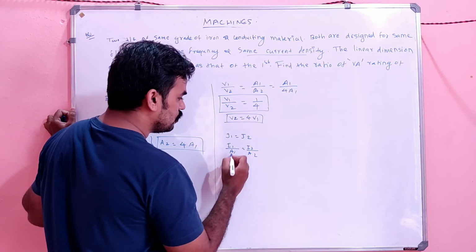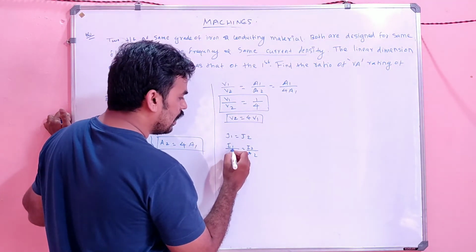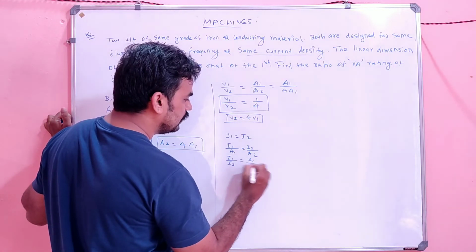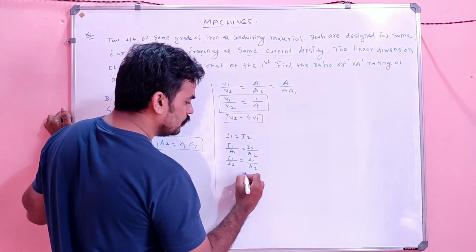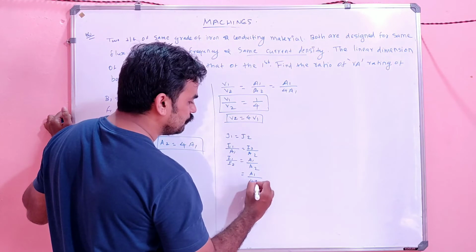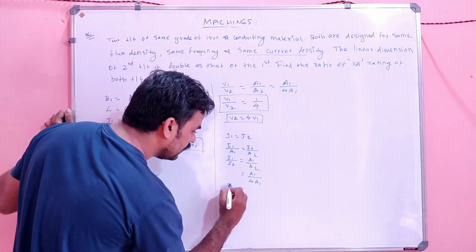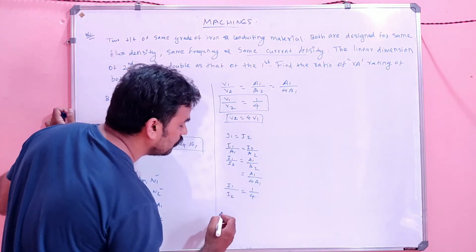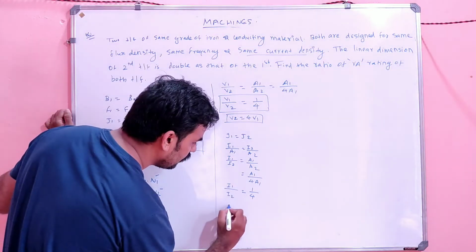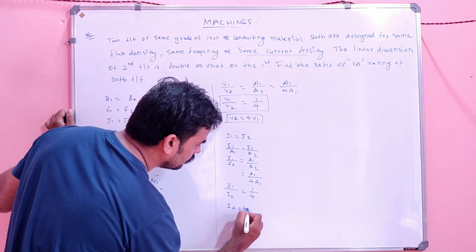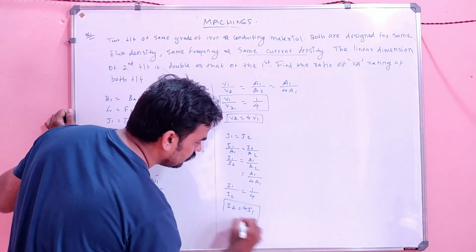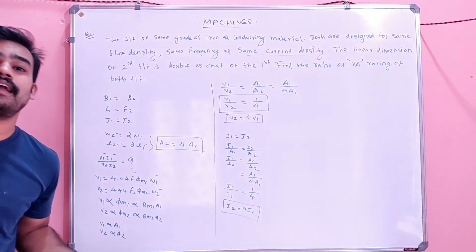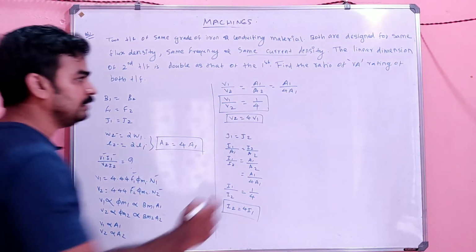So I1 by I2 will be equal to A1 by A2, or simply A1 by 4A1, so I1 by I2 equals 1 by 4, or simply I2 equals 4I1. Another relation. So now you have the relations of current also.